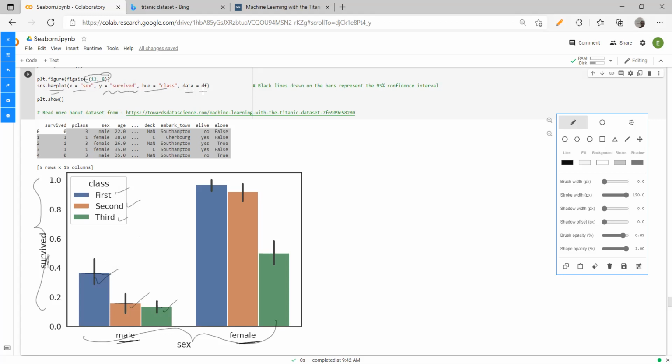And this data equal to df is nothing but the data frame, which we have loaded with sns.load_dataset Titanic data. So we are using these 3 columns to plot a bar plot. So looking at this bar plot, what can you say about female and male, who survived more? Female. Female survived more, right? This part is female. This is a female in the first class, you can see it over here in the blue. A female in second class, female in third class. Okay, so female survived more.